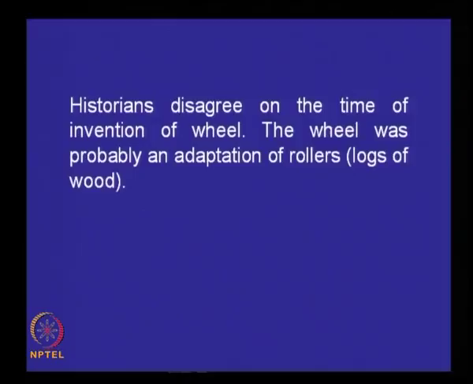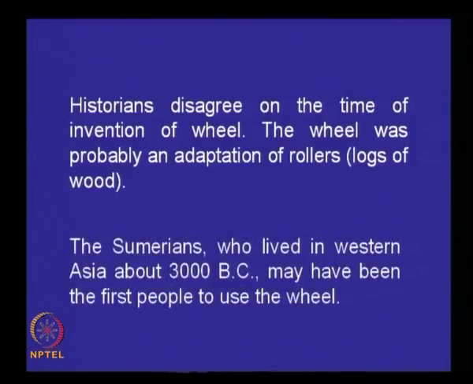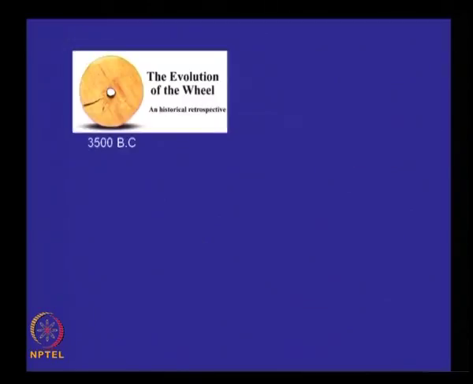Historians disagree on the time of invention of the wheel. The wheel was probably an adaptation of rollers or logs of wood which were found to be rolling on sloping terrain. The Sumerians, who lived in Western Asia about 3000 BC, may have been the first people to use the wheel. This is supposed to be the first version of the wheel, just a log of wood cut to size with a hole made to insert an axle. This is the first version developed in 3500 BC.